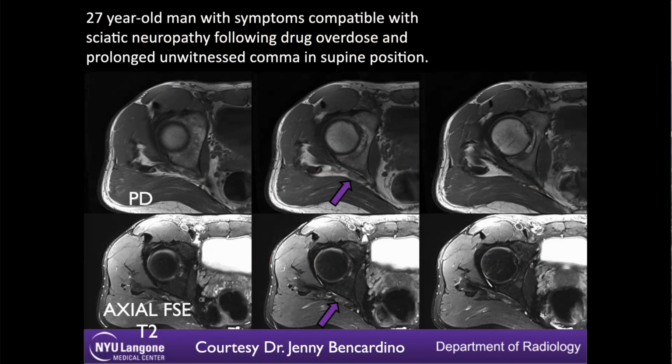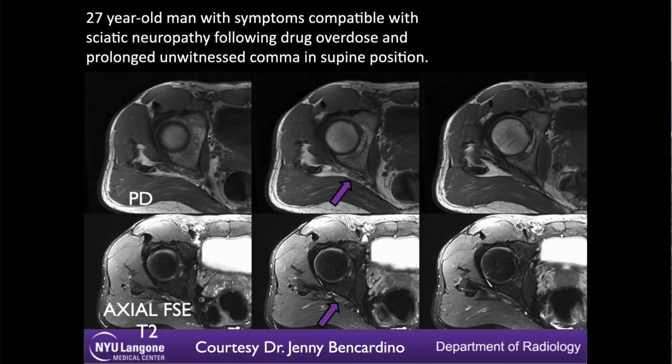27-year-old man, symptoms compatible with sciatic neuropathy. John, can you hear Tayson? Yes. Good. Following drug overdose. Prolonged coma in supine position. Coma. Let me spell it.